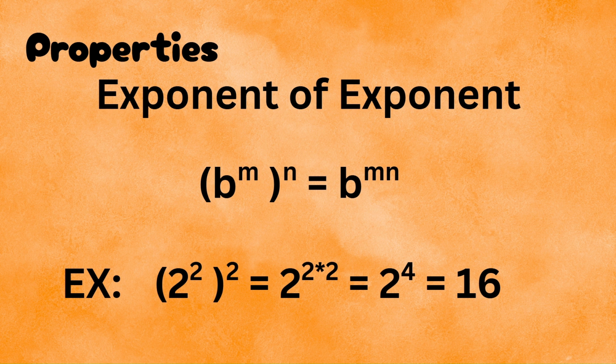So an example of this is 2 to the power of 2, and then take that equation to the power of 2. And then a simple way of putting it is 2 to the power of 2 times 2, which equals 2 to the power of 4, which equals 16.